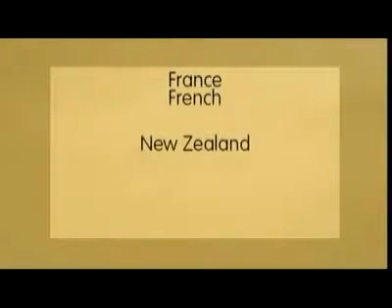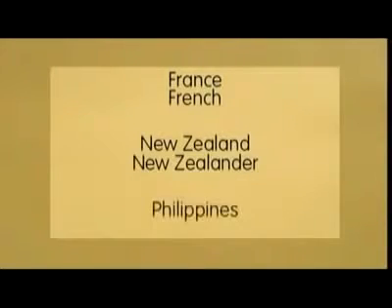Then there's the I group, pronounced I. Bangladesh, Bangladeshi. Kuwait, Kuwaiti. And some nationalities are formed in an irregular way. France, French. New Zealand, New Zealander. Philippines, Filipino. And watch the change in spelling with that one.